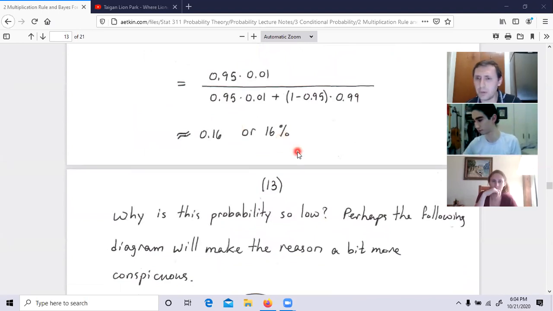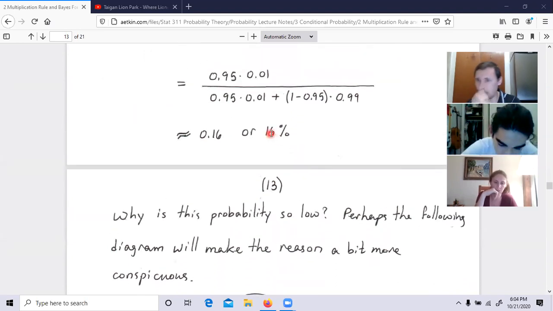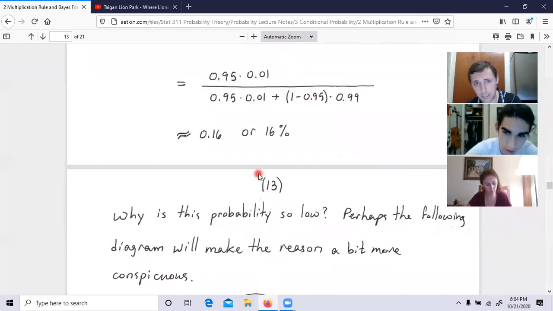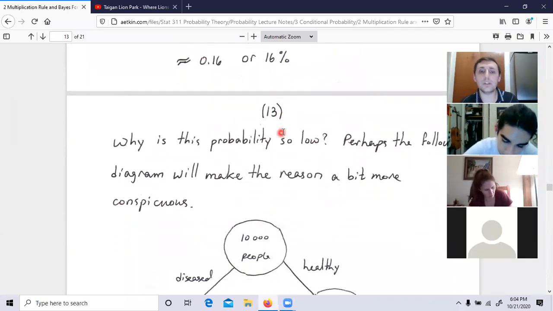Now, why is the probability so low? Let's try to understand it a little bit better. Why is it so low? You think 95% reliability is pretty good. Most tests actually are probably much worse than 95% reliability. So I heard. I don't really know how they work, but I heard that a reliability of 95% is extremely high. So let's see what happens here.